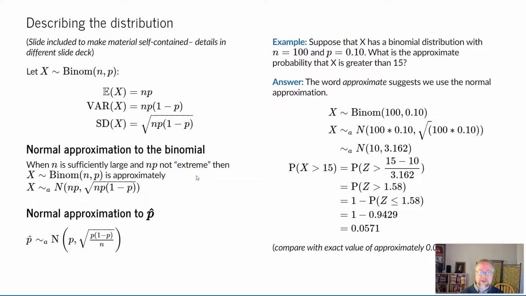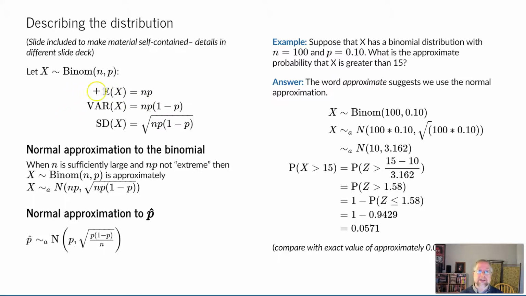Now, I want to give you some examples describing the distribution that we will care about a lot more later. I'm going to have these in different slides in the future, but for now, I'm including them to make this sort of self-contained. So remember, x is a random variable.